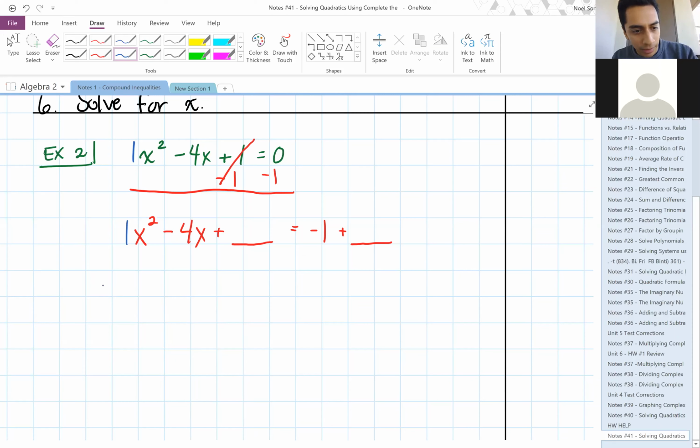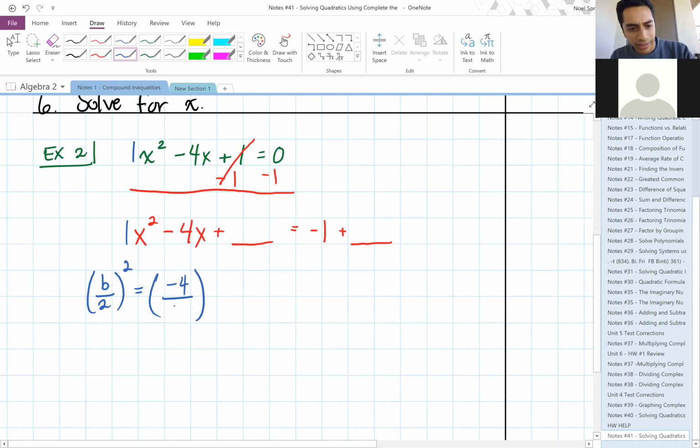Step 3 is take b over 2 and square it, right? So in this case, what's our b value? Our b value is -4, okay? You take -4, divide that by 2, and then you square. That gets us -2, and we square that. So that's just a +4. Regardless, even if you make a mistake there with that negative, when you square something negative, it's going to become positive. If you take a positive and square it, it becomes positive, okay?